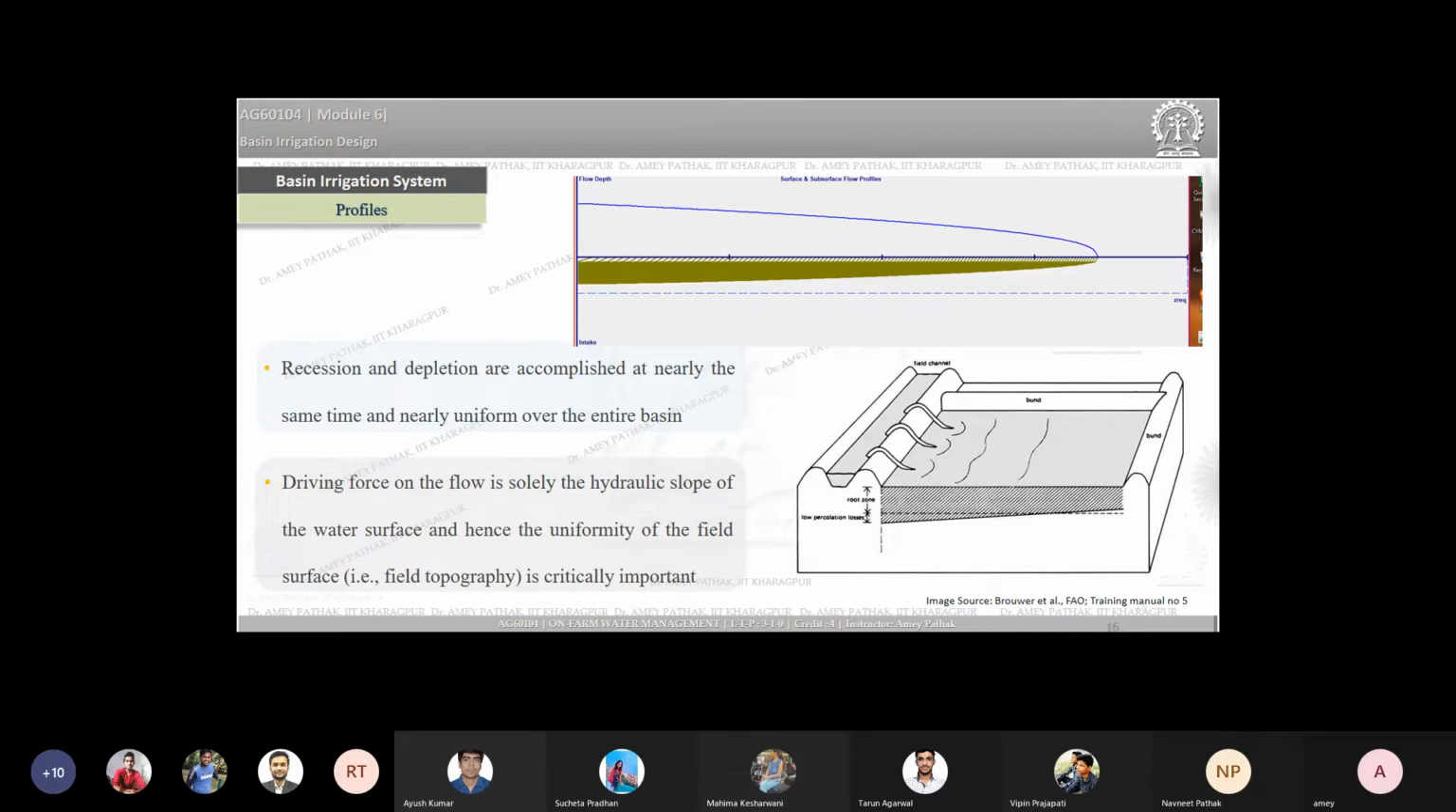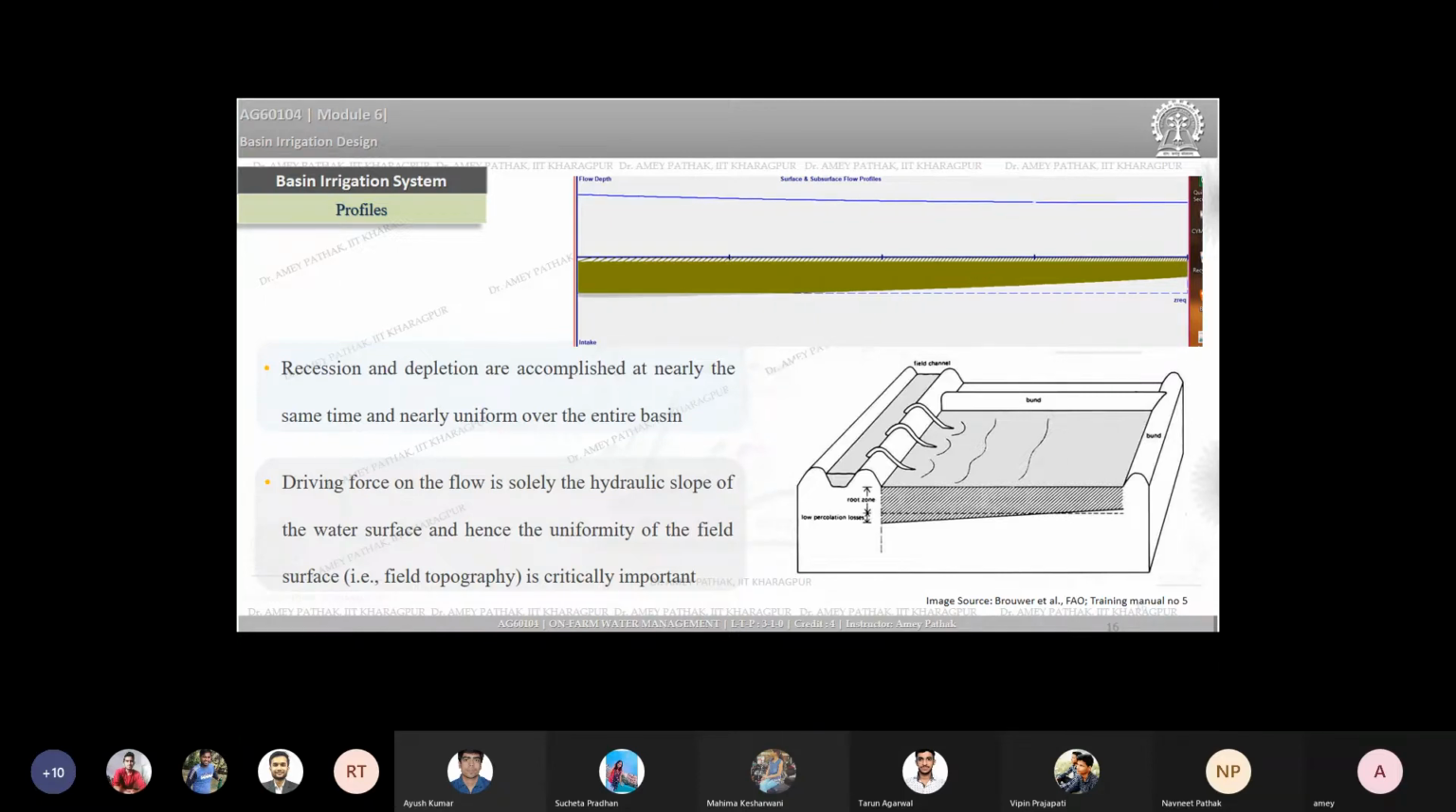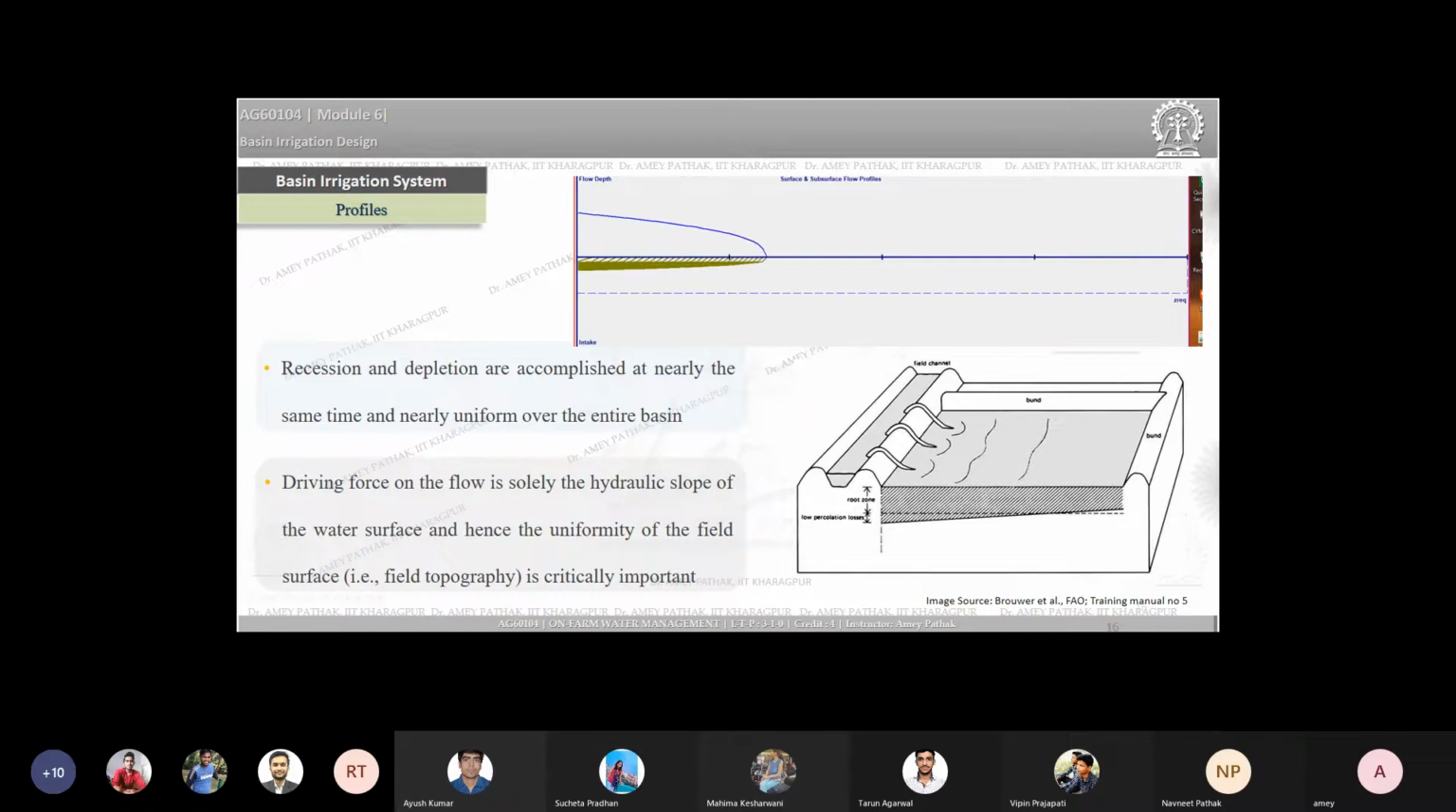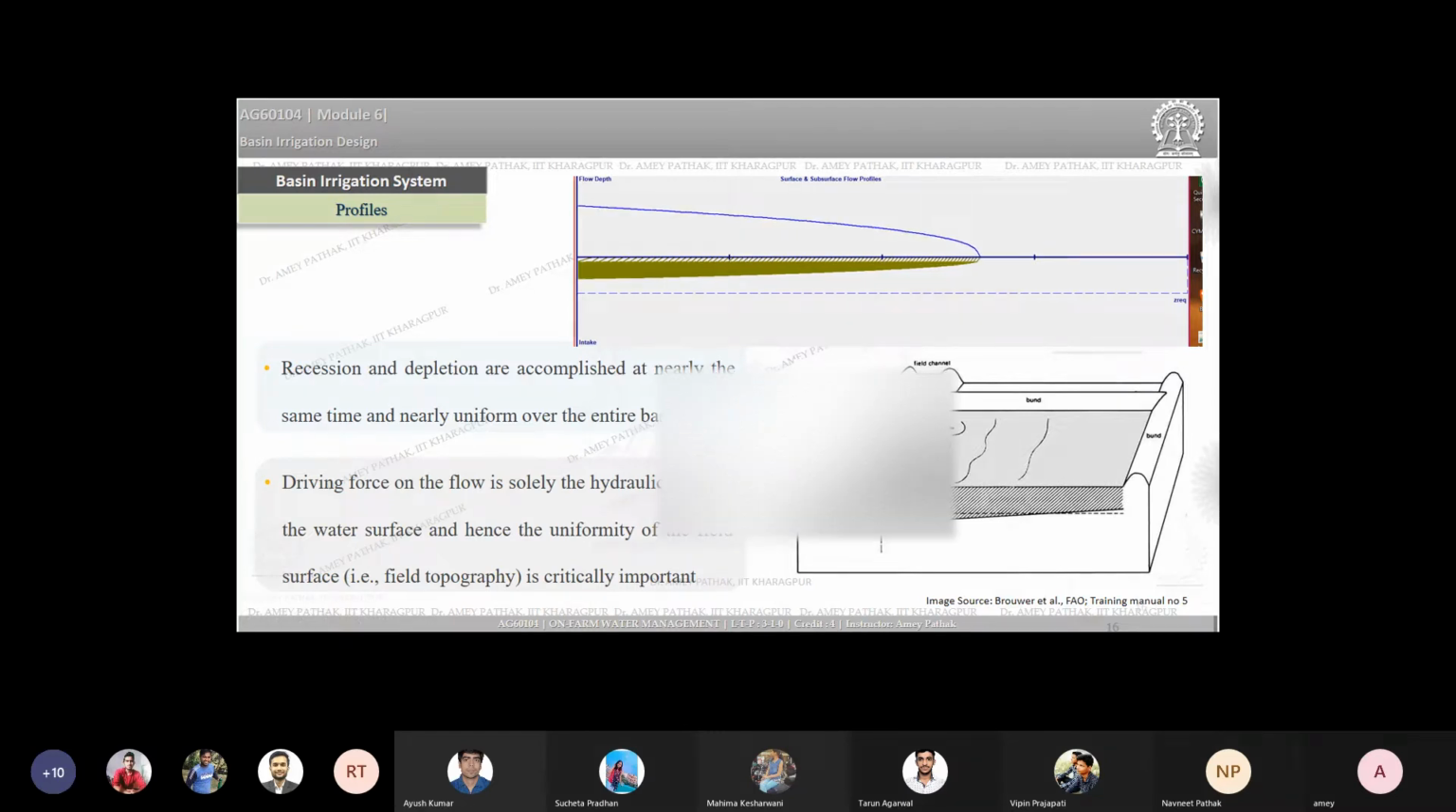Let's see it again. So now water is advancing. This is your TL. Now the storage phase begins. Okay, now the cutoff, and now we can see it is depleting. So the depletion phase is uniform over the entire length, and also you can see the recession. So this is still the depletion phase. Now recession. So both the depletion phase and recession phase have uniformity over the entire field. That is an important aspect of the basin irrigation system. Okay. Any questions so far?